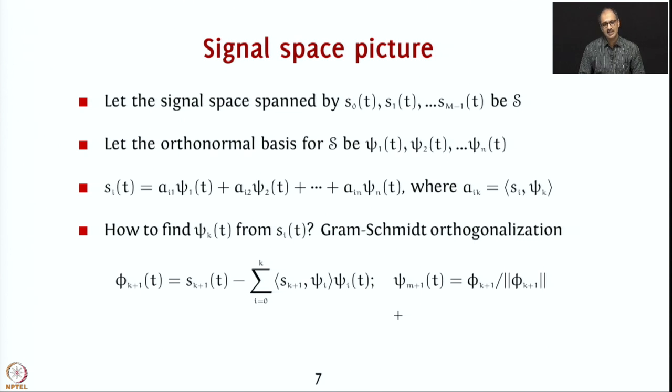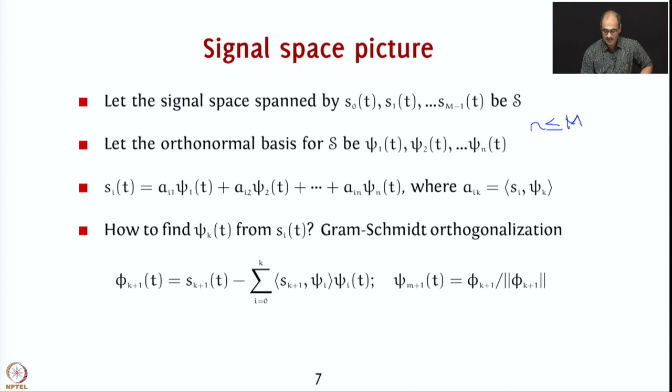To get an idea of the signal space picture, let the signal space spanned by s0(t), s1(t), up to s_{M-1}(t) be script S. Now, the orthonormal basis for this signal space can be represented as psi1, psi2, up to psi n. Notice that n is less than or equal to M, because the dimension is always less than or equal to the number of signals. You will have equality only when you do orthogonal signaling, like FSK. Otherwise, in general, n is less than or equal to M.